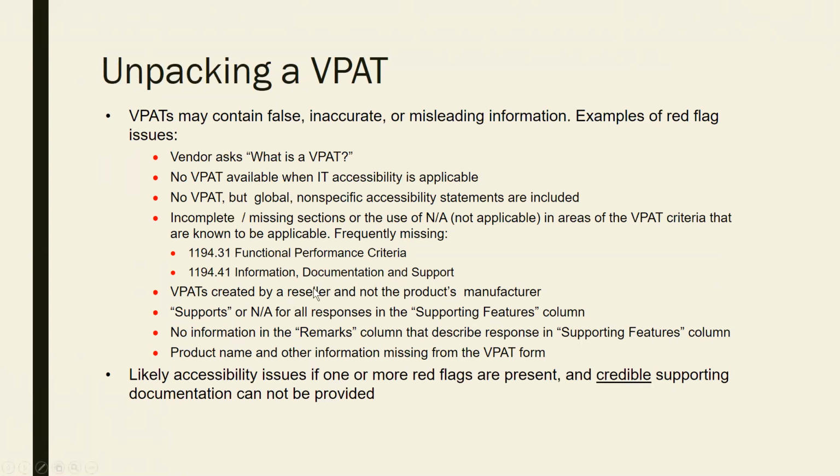So if there are one or more of these red flag issues, something that leads us to believe that the VPAT contains false, inaccurate, or misleading information, and good supporting documentation can't be provided. So let's say they don't have a VPAT, but they do have a really excellent help article that outlines accessibility information. If neither of those are there, that doesn't look good. That doesn't look like an accessible choice.